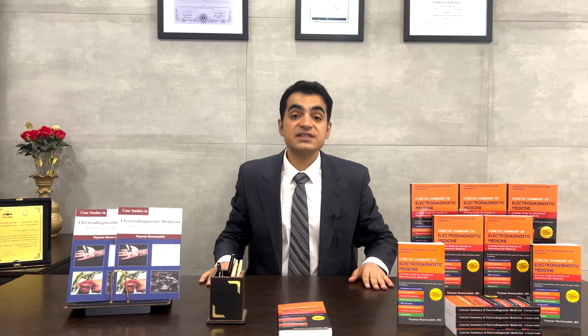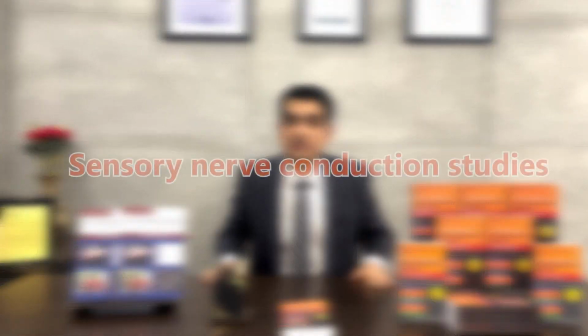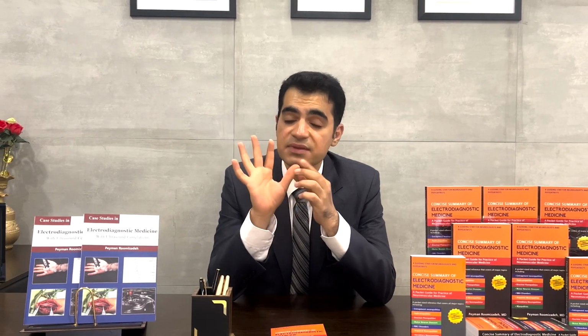First, let's review the sensory nerve conduction studies. Again, because the AIN provides no cutaneous innervation, all sensory nerve conduction studies of the affected hand are expected to be normal in patients with AIN injury. For example, the SNAPs to the median nerve, the SNAPs to the ulnar nerve, and the SNAP to the radial nerve are totally normal.